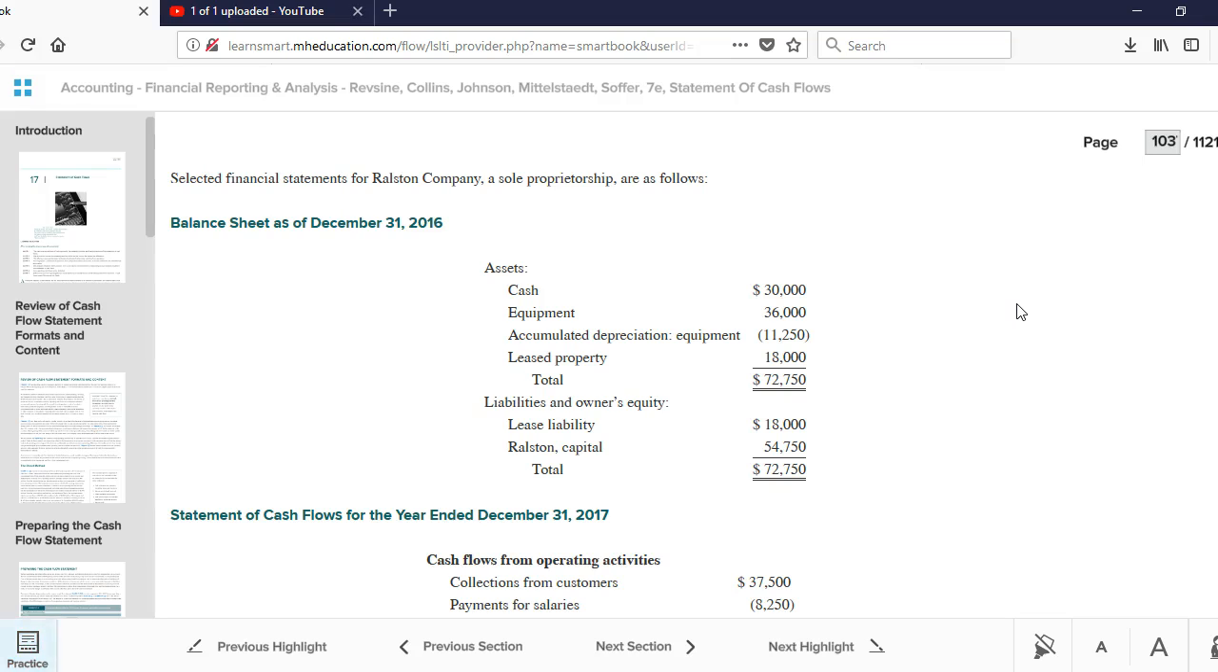We're focusing more on investing and financing in this chapter, whereas chapter 4 really hit the operating a lot harder than this chapter does. So they're just helping us understand that relationship with this problem.